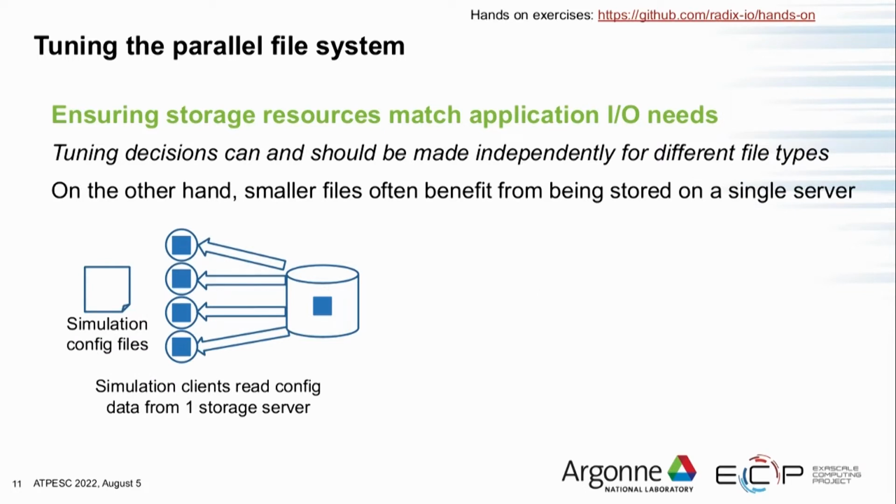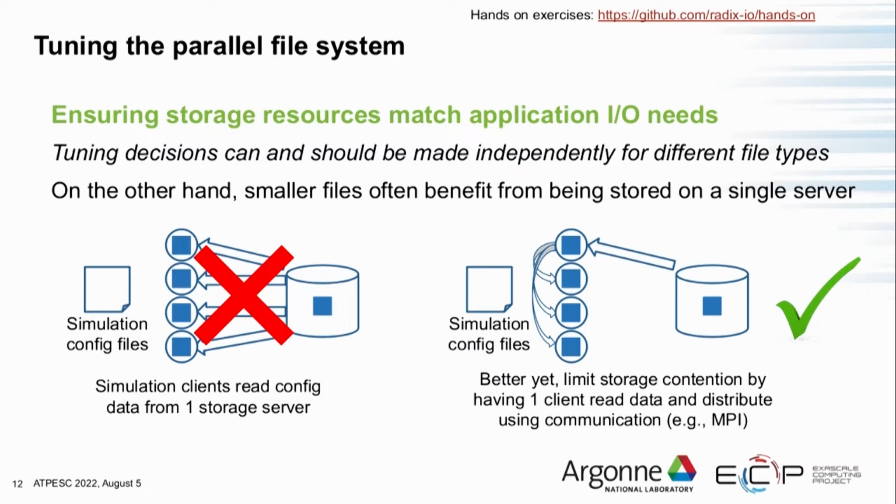On the other hand, smaller files often benefit from just being stored on a single server. Fragmenting them and storing them in different places so they can be brought back together and reassembled is not a great idea. It's a waste of time, basically. So in this case, you would rather have your simulation clients read from a single storage server for small files. But there's an additional optimization here, which I think I've seen in similar thought processes in other slides earlier today. Essentially, a single process reads the data from the storage system and then communicates that data out to everyone else using MPI instead.